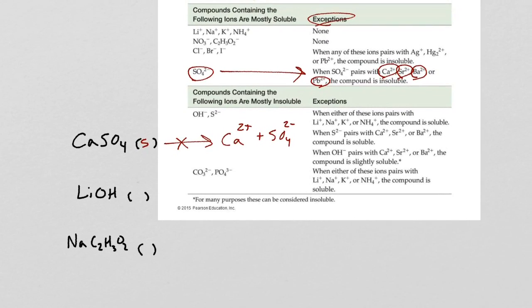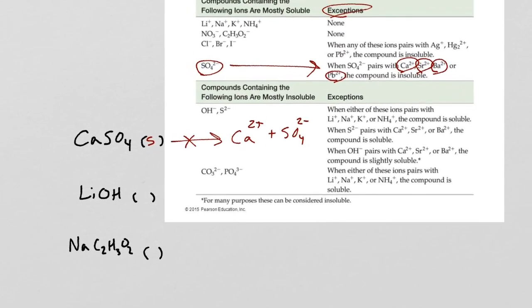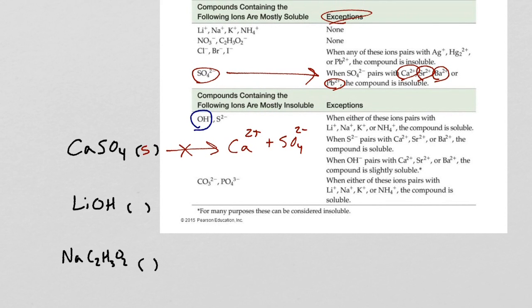What about lithium hydroxide? Alright, where do we see hydroxide? Now hydroxide is found here, on the normally insoluble ions. So this is the opposite of what the top table is telling us. So normally we would assume then that lithium hydroxide is a solid. But it says that there's some exceptions. So let's see if there's an exception. It says unless it is paired with lithium, sodium, potassium, or ammonium. It goes further to say, though, that when OH pairs with calcium, strontium, or barium, that the solution is slightly soluble.